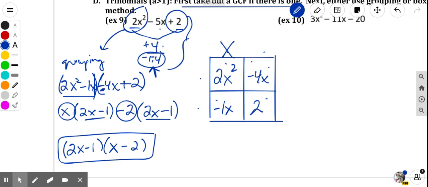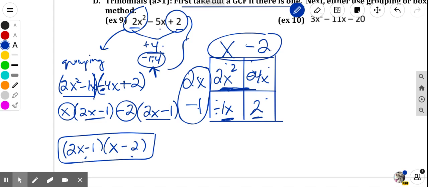So for these two, negative 4x and 2 have a 2 in common. And since this is negative, we're going to put negative 2. Now we're going to do these two. They have a 2 and an x in common. And since this one's positive, that's going to be positive. And then negative 1x and 2, those have a 1 in common. And then since this is negative, this has to be negative. So see how 2x minus 1 is the same as this? And then x minus 2 is the same as that. That's what you want. So that's box method.